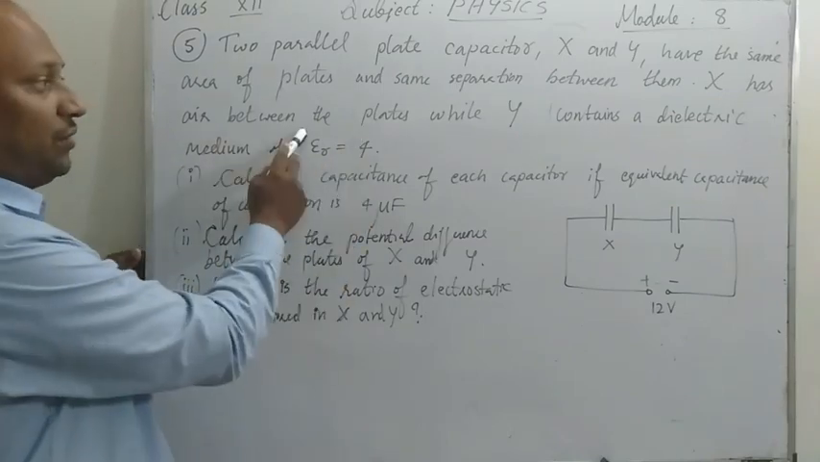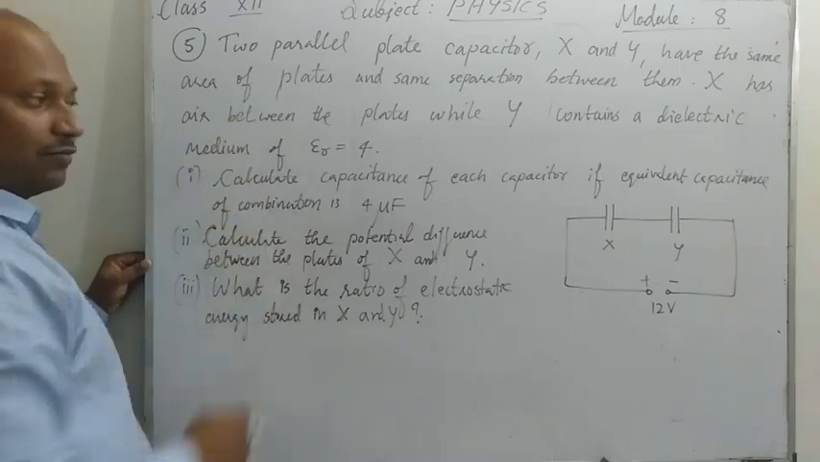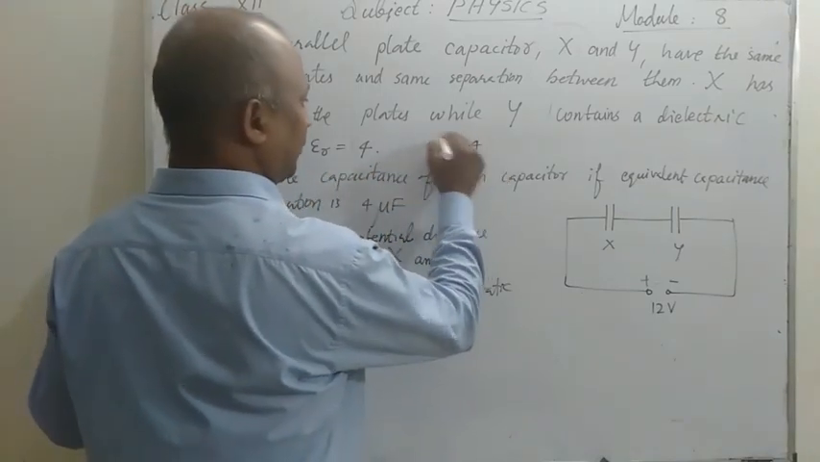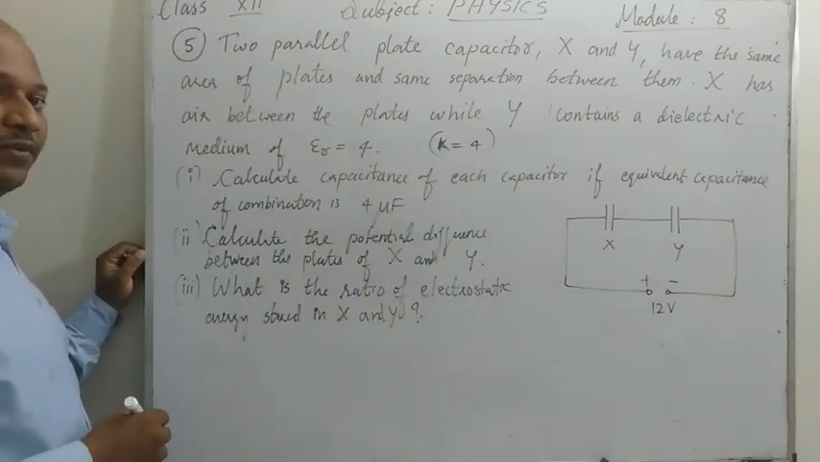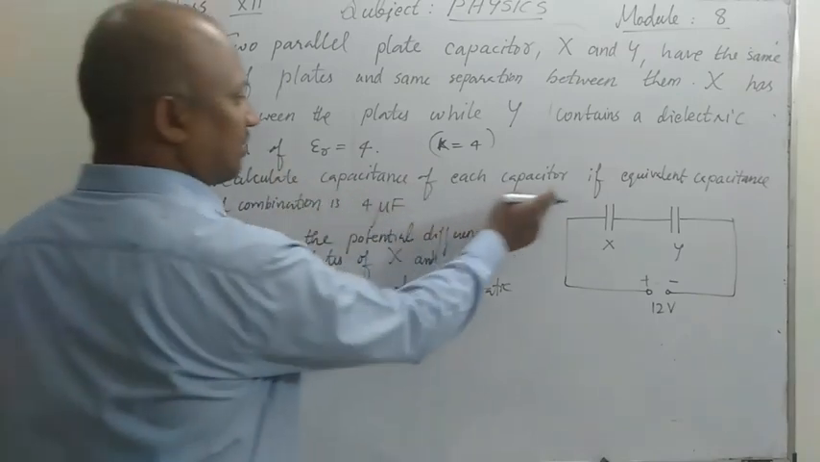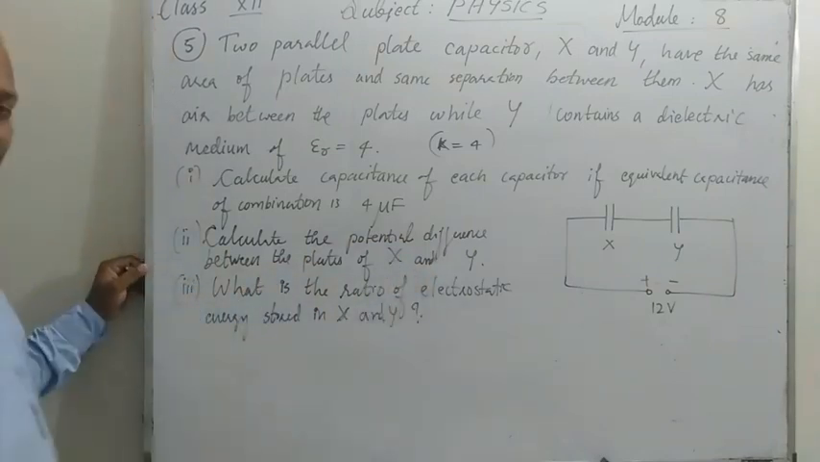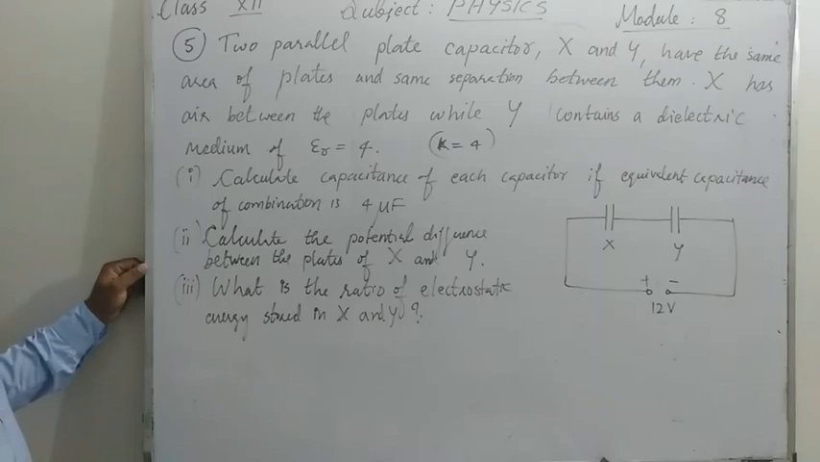X has air between the plates while Y contains a dielectric medium of epsilon r equal to 4. Means the value of K is equal to 4. That is indirectly epsilon r, the relative electrical permittivity, the dielectric constant. Calculate the capacitance of each capacitor if the equivalent capacitance of the combination is 4 microfarad. And calculate the potential difference between the plates of X and the plates of Y. And what is the ratio of the electrostatic energy stored in X and Y?